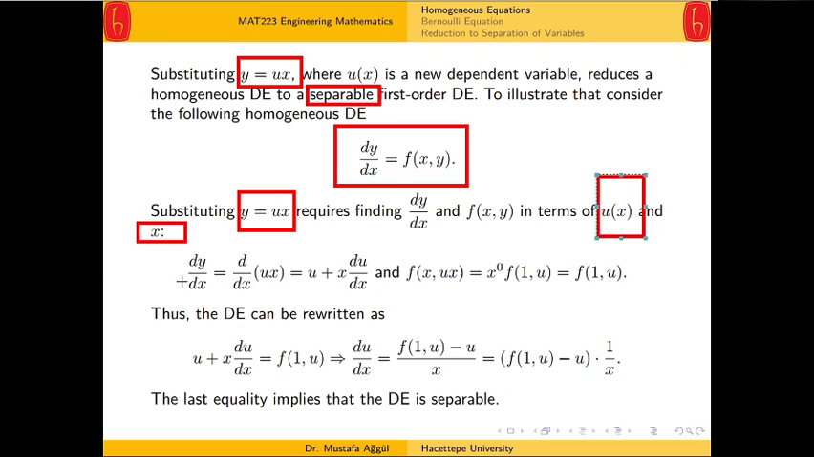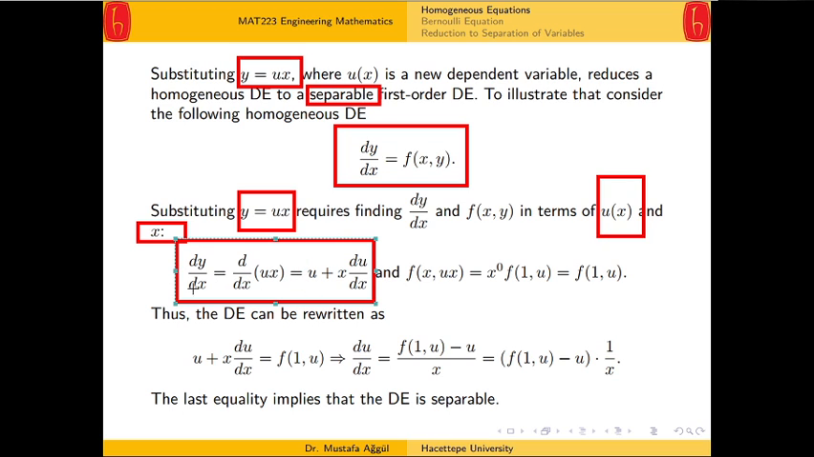To do that we start with dy dx. If we take the x derivative of this equation, we'll have dy dx on the left hand side, and on the right hand side the x derivative of the product. The x derivative of the product will be basically equal to the derivative of x times u, plus the derivative of u times x. So this is basically the product rule. Now we have an expression for dy dx in terms of x and u.